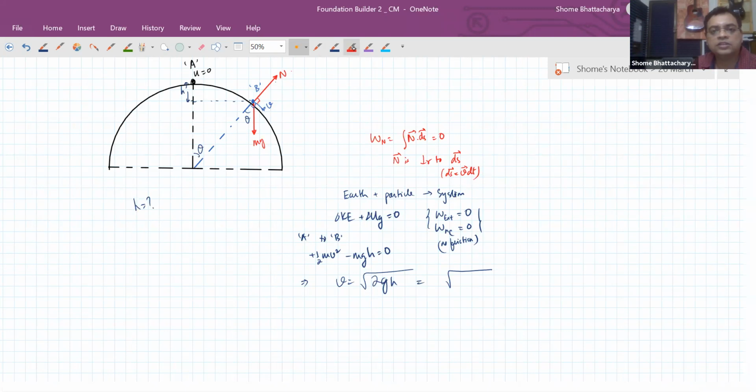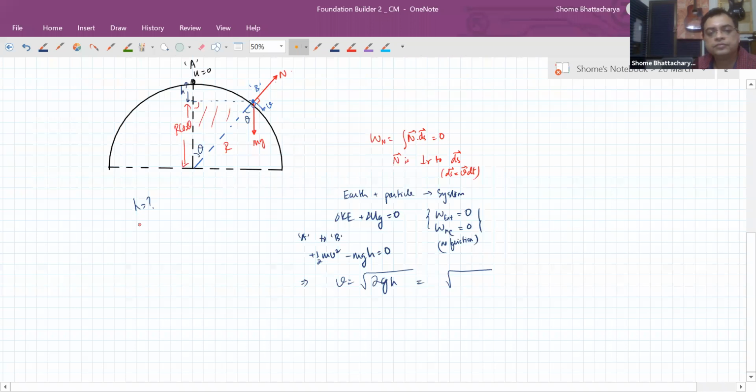So for that you have to just look at the geometry of this triangle. This triangle. This is r. So this is r cos theta. So h is equal to r minus r cos theta. Okay. So this becomes the answer to the value of v as a function of theta. Okay, now write the dynamical equation and get the normal reaction as a function of theta.